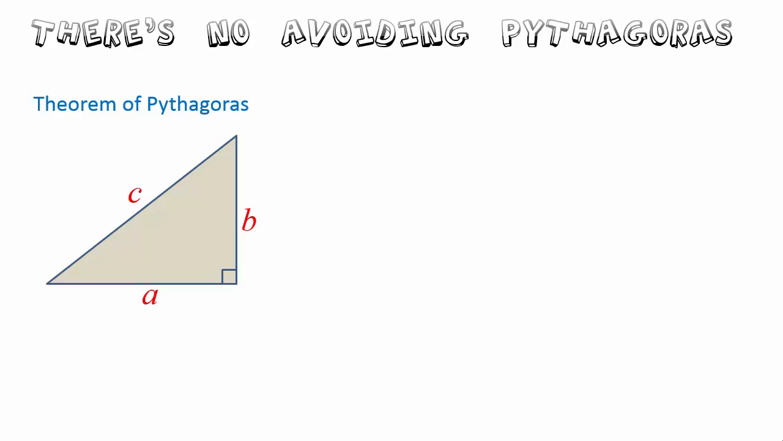Hi, and yes, as the heading says, there's no avoiding Pythagoras. His formula seems to be everywhere. Do you know what that formula is? The Theorem of Pythagoras. We have a right-angled triangle. The three side lengths are A, B, and C.